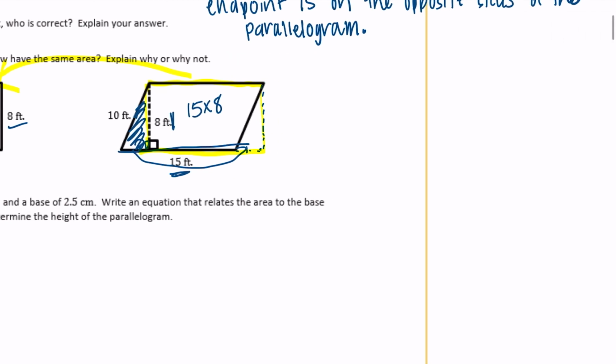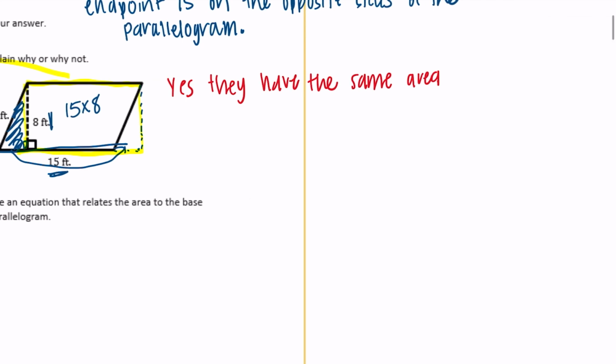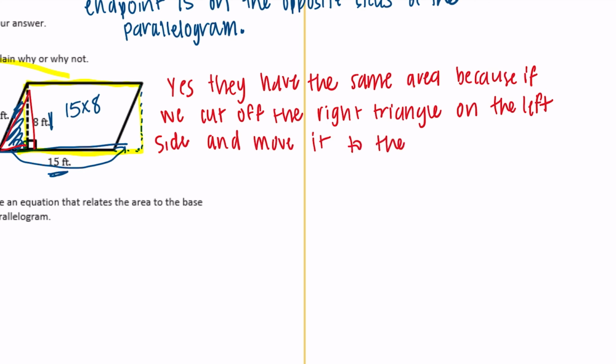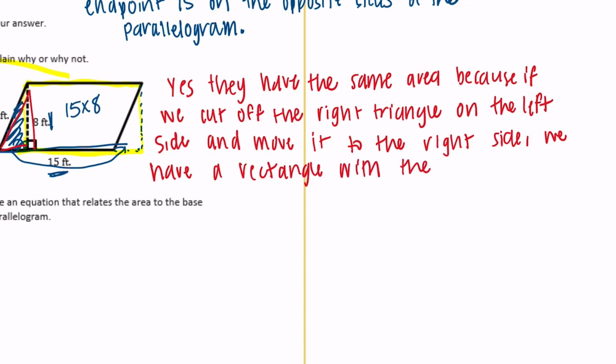So let's say, yes, they have the same area, because if we cut off the right triangle, let's say the right triangle, this one on the left side, and move it to the right side, we have a rectangle with the same dimensions as the other one.